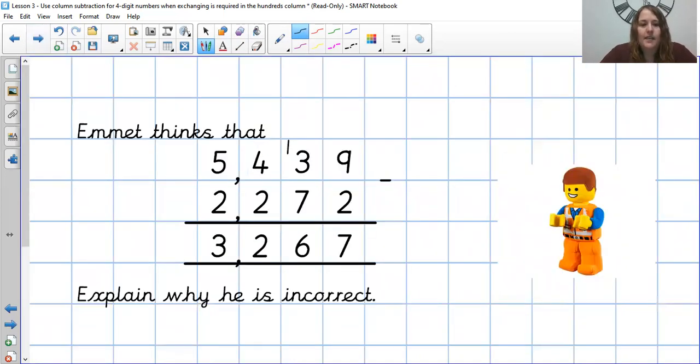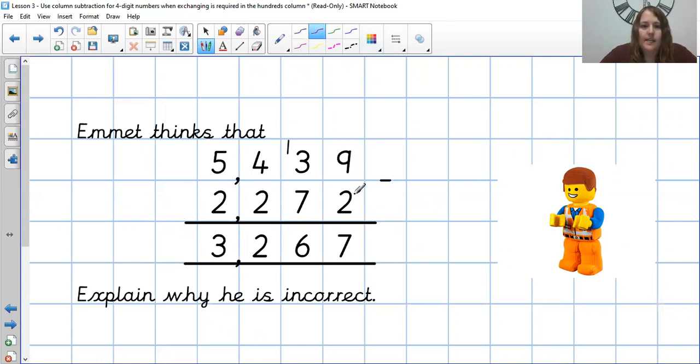Okay, Emmett thinks that this 5,439 take away 2,272 is 3,267. Explain why he is incorrect. So if you want to have a go at this yourself, you can pause the video. If not, you can just watch it with me and we'll go through it together.